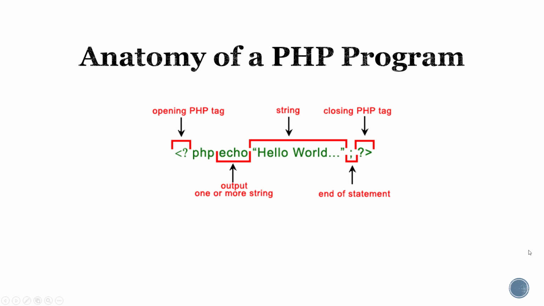Now, we're going to take a quick look at the anatomy of a PHP program. As you can see here from this diagram, you have an opening PHP tag, and then you have the echo statement, which outputs one or more strings. Then you have your string following the echo statement. You can see here it's wrapped in double quotations, and then we end our statement with a semicolon. And at the end of our PHP script, we put an ending or closing PHP tag.